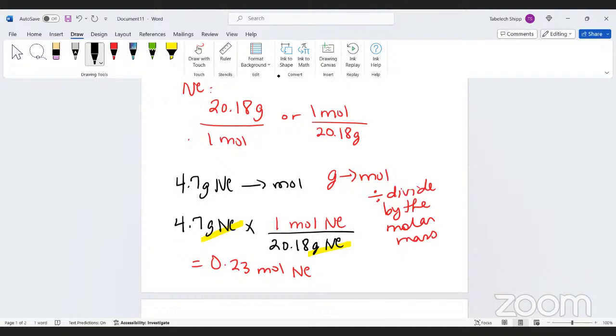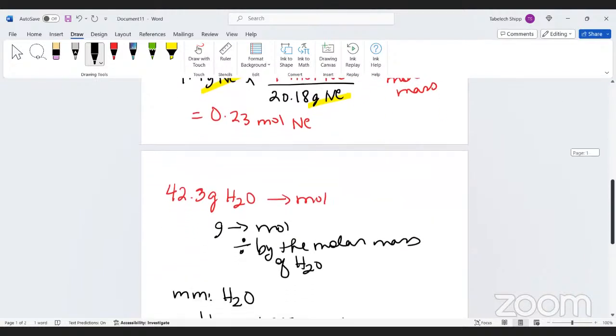So with the first one, the 4.7 grams of neon to a mole, you had to convert that to a mole by dividing by the molar mass of neon. The molar mass is the weight on the periodic table. Okay, great. Now let's take a look at this next one.